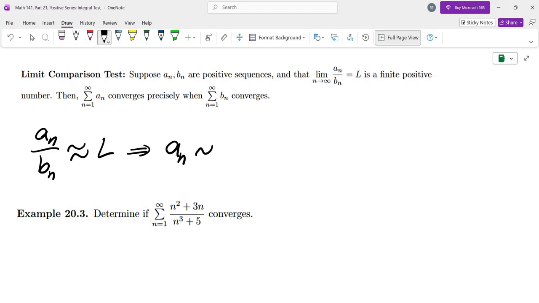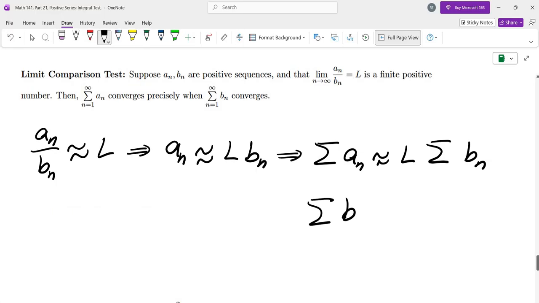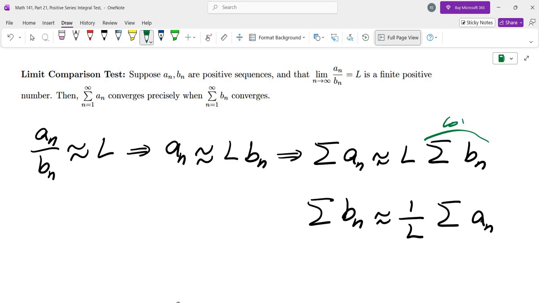So that tells us that an is approximately L times bn, which tells us the sum of an is approximately L times the sum of bn. And if L is not 0, the sum of bn would be approximately 1 over L times the sum of an. So if this one converges, then this would also converge. And if this one converges, then this would converge as well. So if one converges, the other one converges, which means either both converge or both diverge.